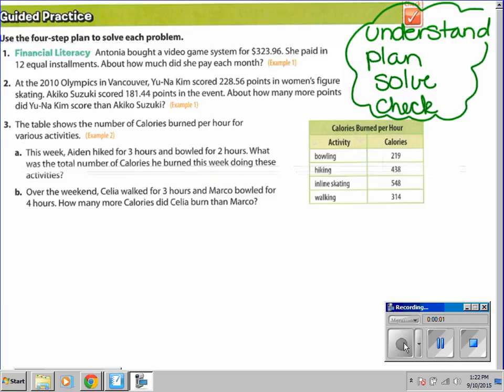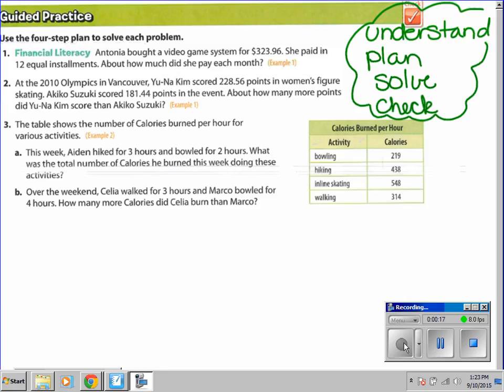The last lesson was on the 4-step plan to solve each problem. The 4 steps are understand, plan, solve, and check. How I want you to use those is when you're reading a story problem, think through these things. So the understand part would be to read the story problem and reread it one more time.